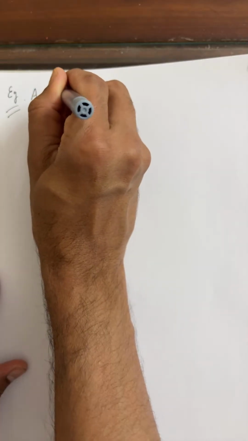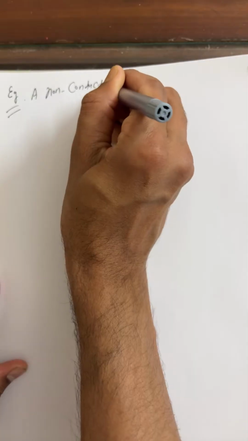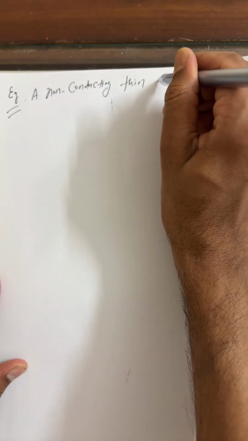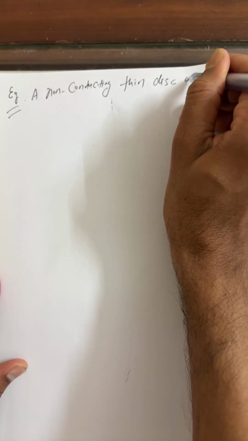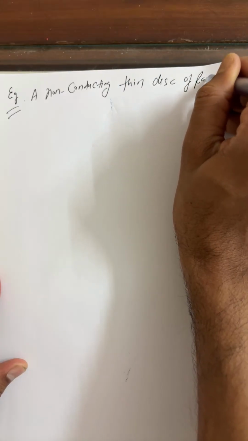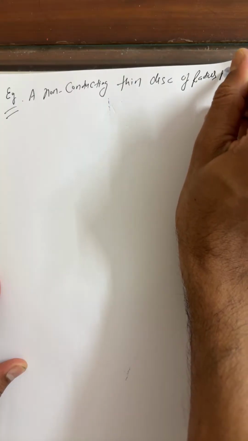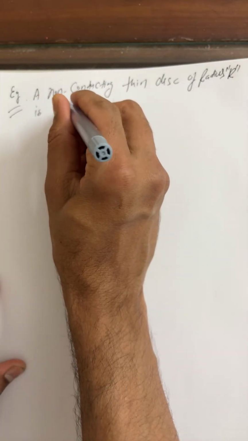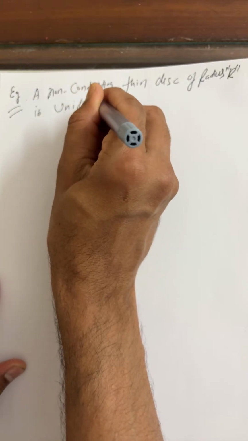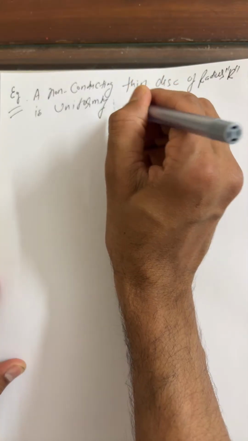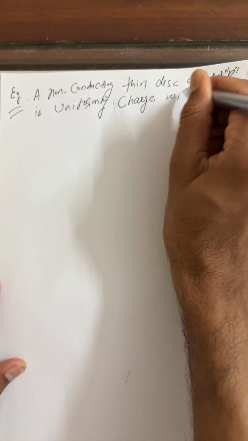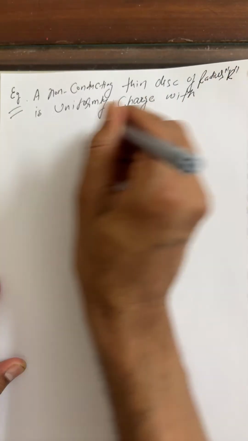A non-conducting thin disk of radius capital R is uniformly charged with surface charge density.